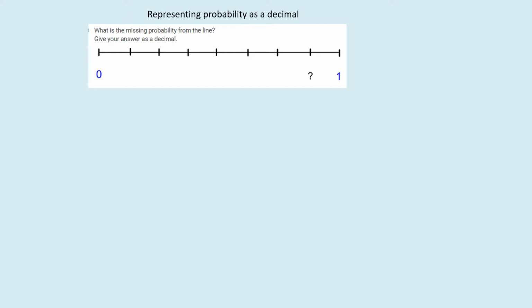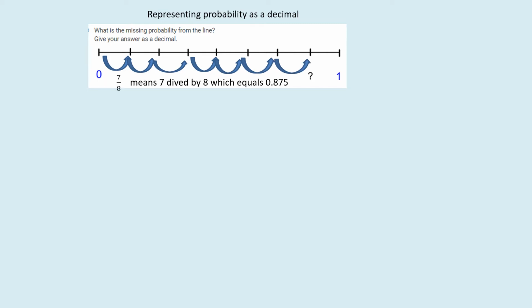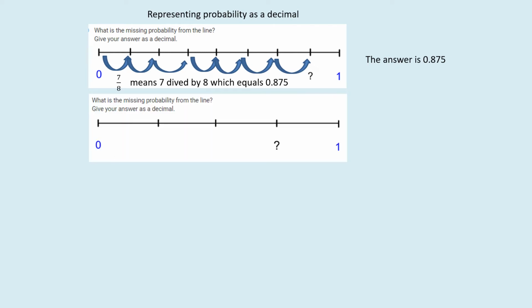Representing probability as a decimal. Okay, this I think is something that you were struggling quite a bit on yesterday, so let's go through this. If I count how many hops it takes for me to get from the 0 to the question mark, I'm going to find out that there's 7 and altogether there's 8. This actually means 7 divided by 8. If you put that in your calculator and you divide 7 by 8, you're going to get 0.875, and that is your answer. That is the probability represented as a decimal.